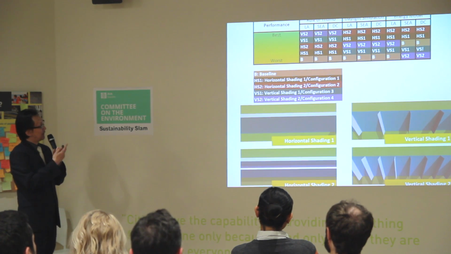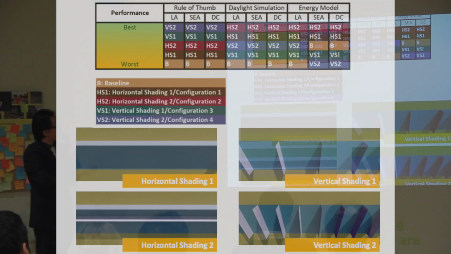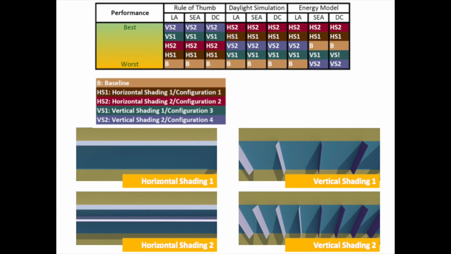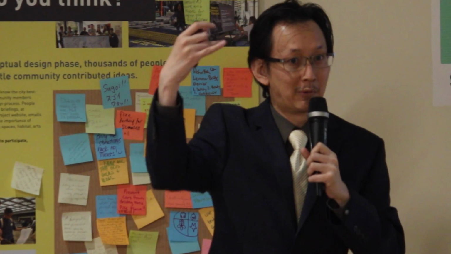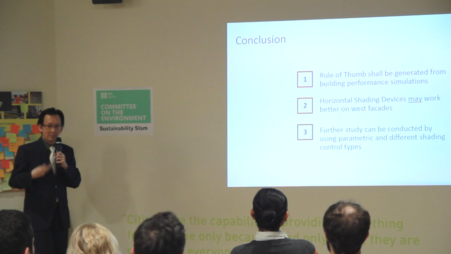So you can see here, this is the rule of thumb, the first block. I think the slide is off a little bit, but the first block shows the rule of thumb. And you can see how the vertical shading device moves to a different position depending on how you calculate the study. In the rule of thumb, vertical is number one, the best one. But in daylight, it's lower than horizontal. In energy, it's actually the worst one. So this is a different thing that you probably would like to apply in your own study.